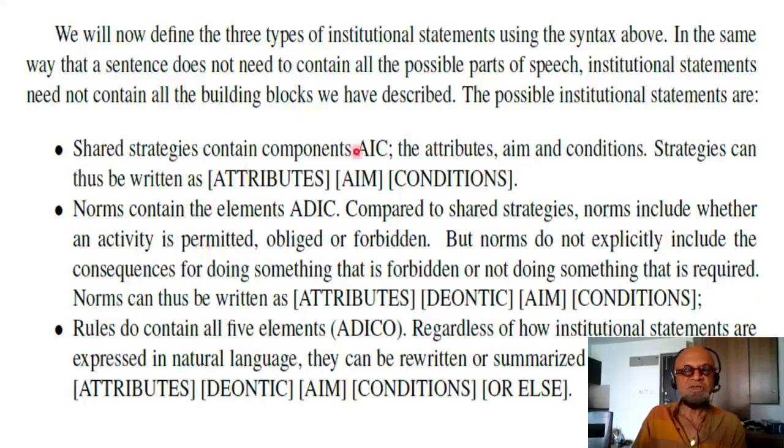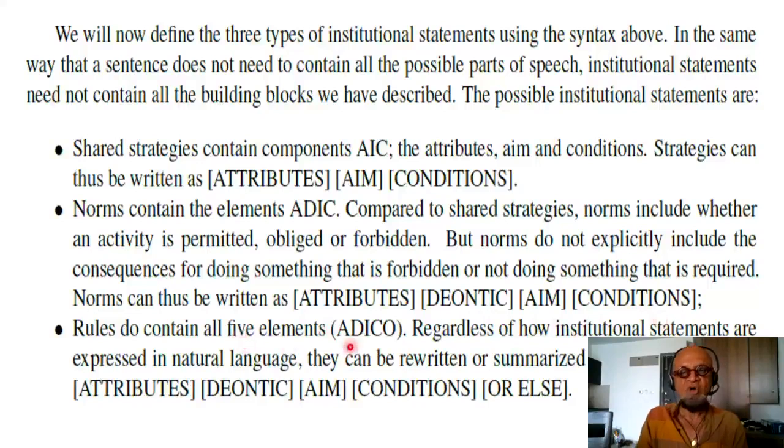Norms contain elements ADIC, so attribute, deontic, aim, and conditions. Compared to shared strategies, norms include whether an activity is permitted, obliged, or forbidden, but norms do not explicitly include consequences for doing something that is forbidden or not doing something that is required. Right? Don't throw trash here versus recycle. They are two things, right? Norms can thus be written as attributes, deontic, aim, and conditions.